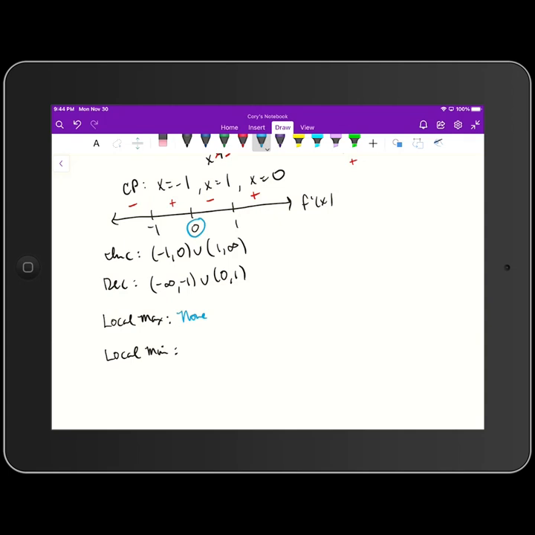And then if we want to find local mins, we are looking for where the derivative changes sign from negative to positive. So the derivative changes sign from negative to positive at negative 1 and also at 1. So it looks like we have two local mins. First one is at negative 1 comma something. The second point is at 1 comma something.